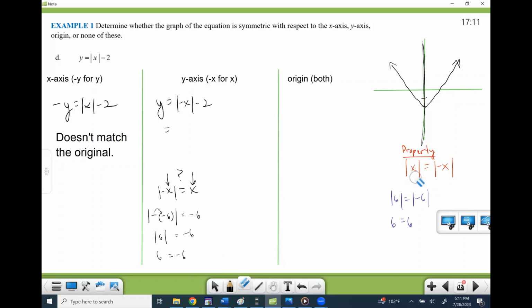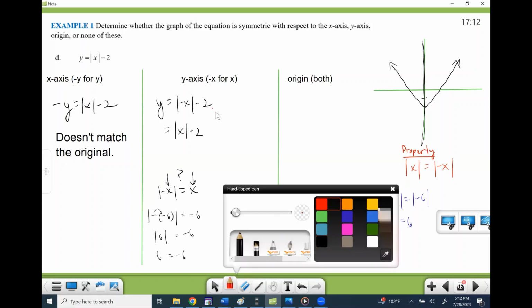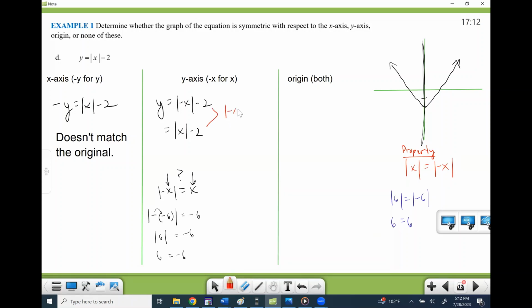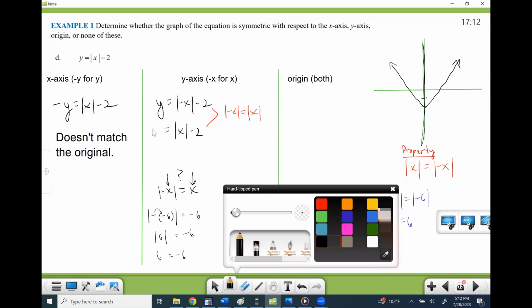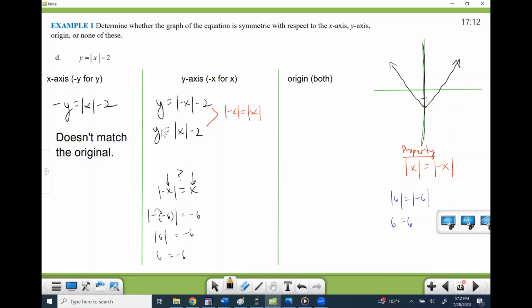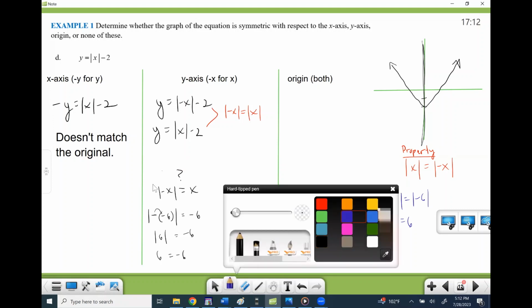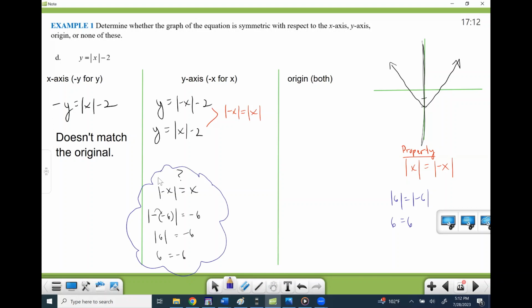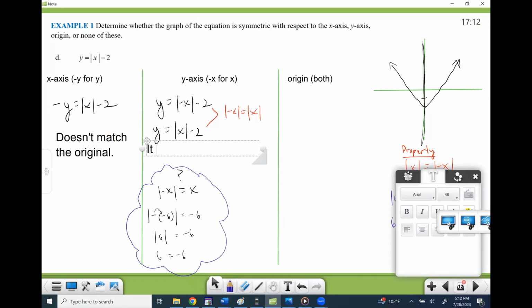So that's where this property comes into play. The absolute value of negative x is the same thing as the absolute value of positive x. So we're just going to go ahead and write this, and we'll reference that property right here. All right. Let me put a cloud around this guy, so we know that we've talked about him, so you don't do something like that, because I can see myself doing it. All right, so does it match the original? Yeah, it does, right? Okay, so that makes this symmetric to the y-axis.